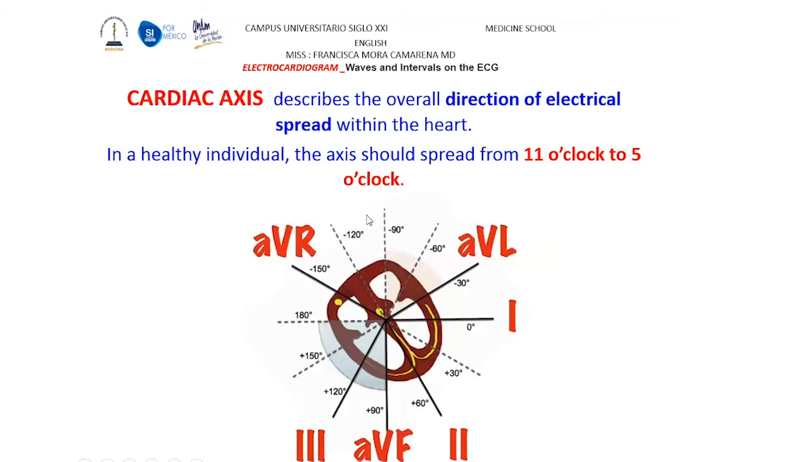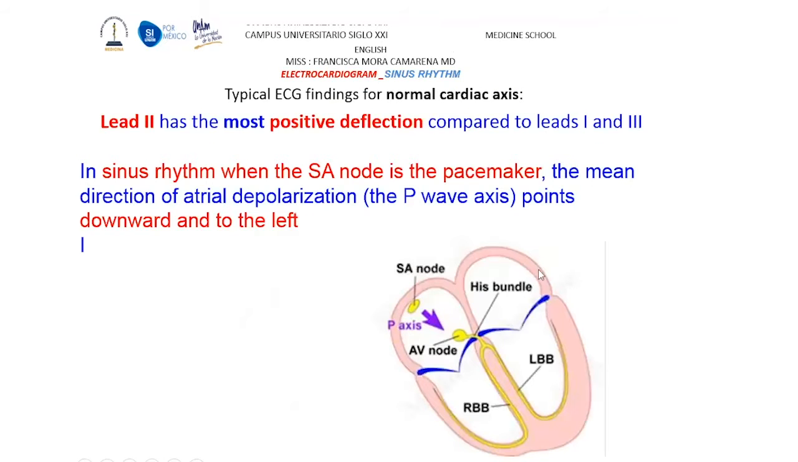Also remember that when we consider the cardiac axis, we must describe the direction of the electrical spread, which is normally going from 11 o'clock to 5 o'clock. This is the normal one. And as we remember, lead 2 has the most positive deflection.